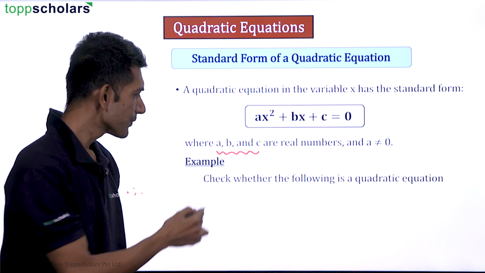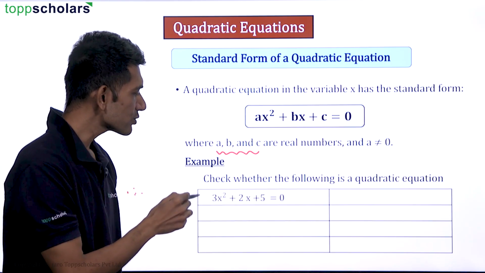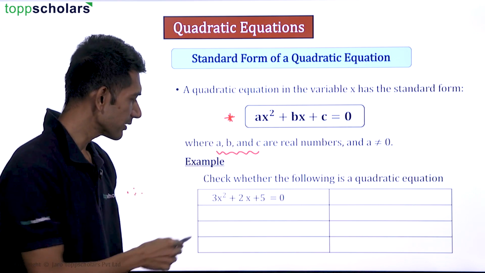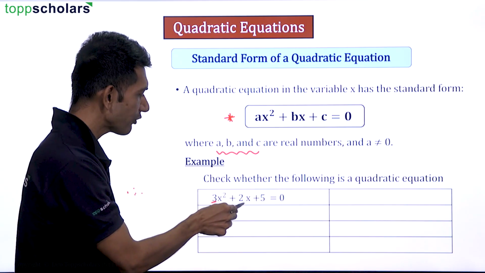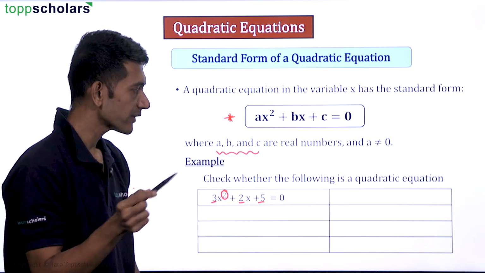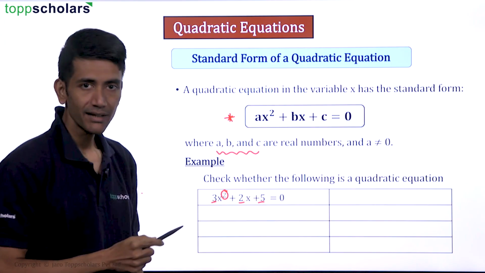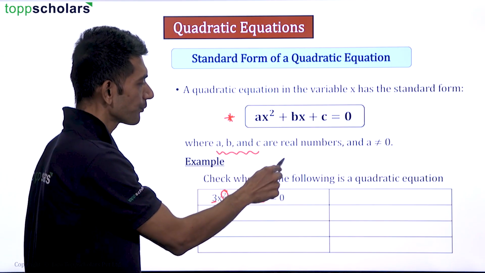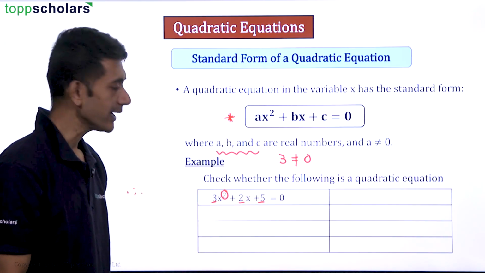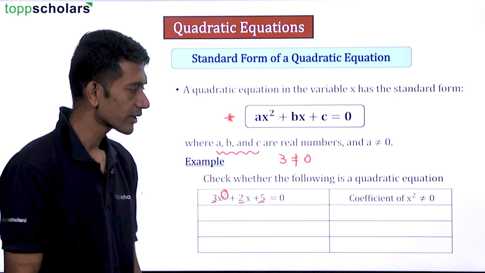We can have an example. Check whether the following is a quadratic equation: 3x square plus 2x plus 5. All you need to do is compare this with ax square plus bx plus c. The value of a is 3, the value of b is 2, the value of c is 5, and the power of x is 2, that is, the highest power of x must be 2. The value of a, which is 3, is not equal to 0. So yes, this is a quadratic equation, as the coefficient of x square is not 0.